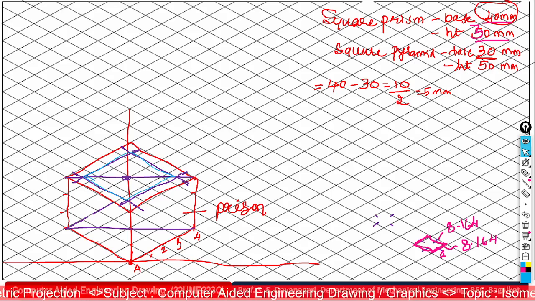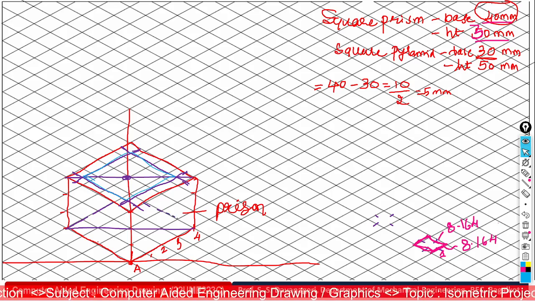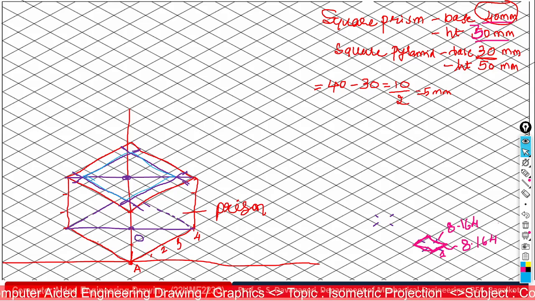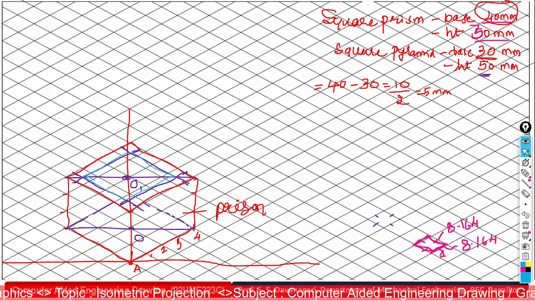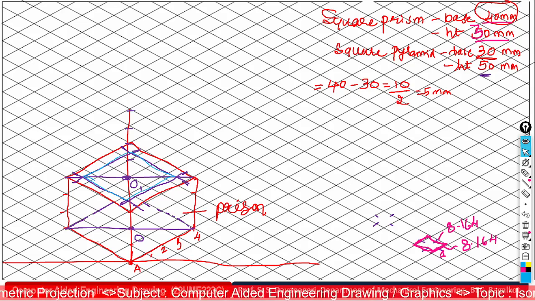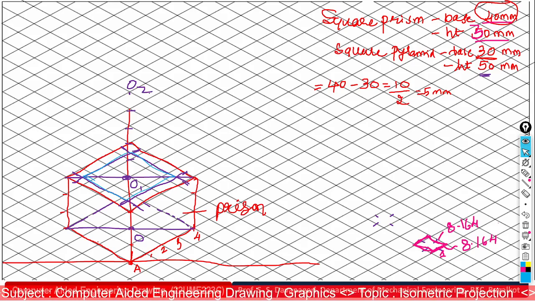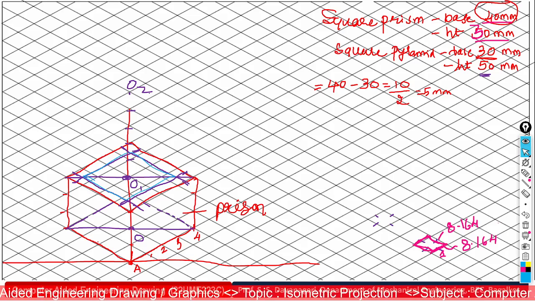Now this is the bottom line, this one is hidden here. This point refers to O, this point refers to O1. Now from this O1 point you look out the height of the pyramid. From O1 you mark 5 units here: 2, 3, 4 and 5. Now this point refers to O2.